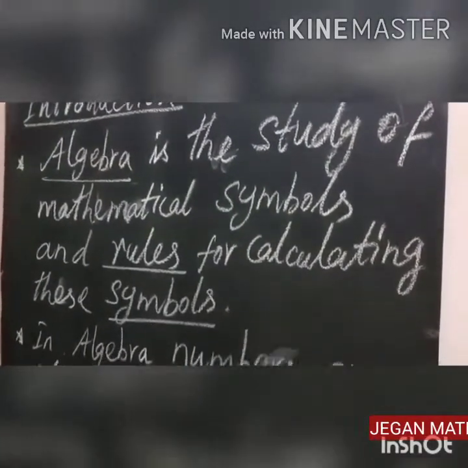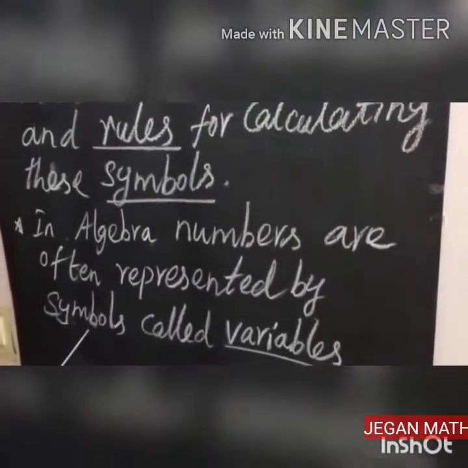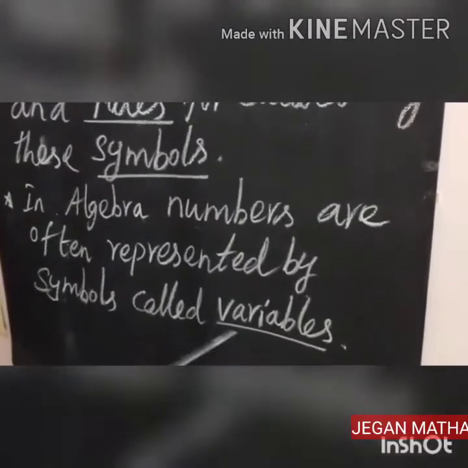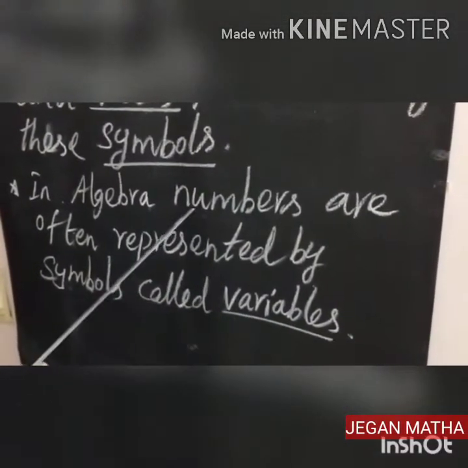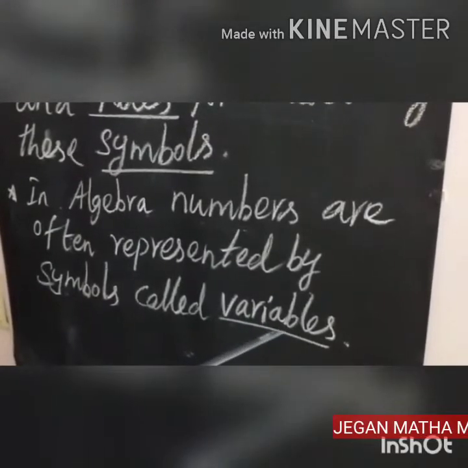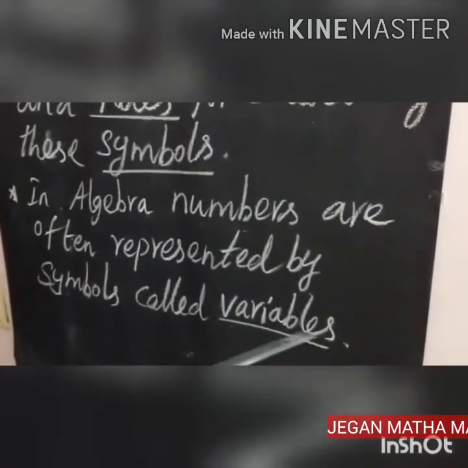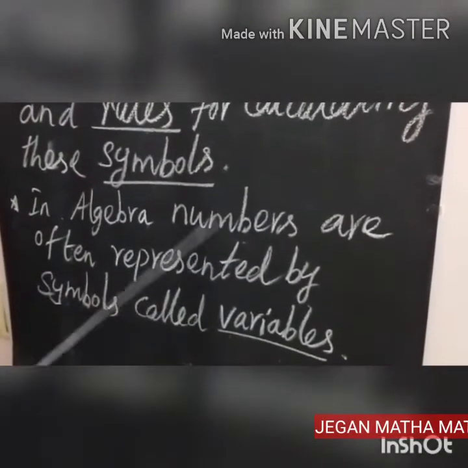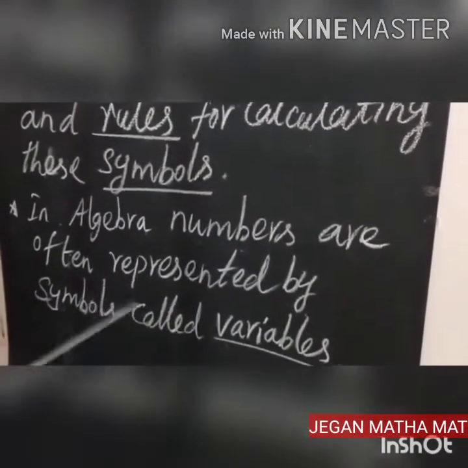In algebra, numbers are often represented by symbols called variables. The name of that symbol is called variables. Including the numbers, you just use the variables, that is x, y, z, a, b, c. Those alphabets are called variables. Numbers are called constants. Okay. Now let us see the next heading.